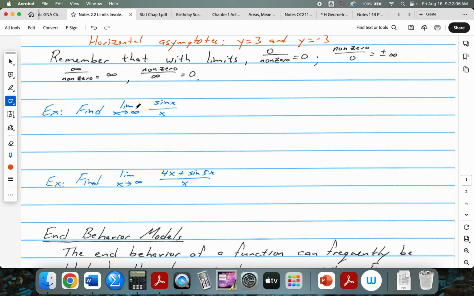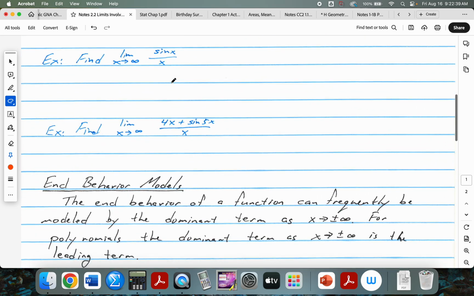If you get something infinite over a non-zero number, well, that's infinity. If you divide infinity by any number, no matter how large, you're still going to get something infinite. And if you have a non-zero divided by infinity, that's going to be 0. If the denominator becomes infinitely large, you've got a very small fraction, no matter how big the numerator is. That makes sense? So, let's take a look at this one.